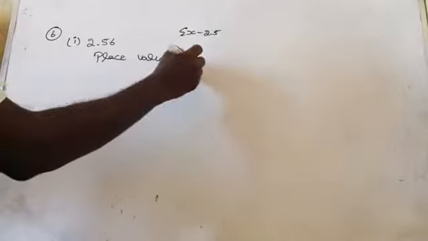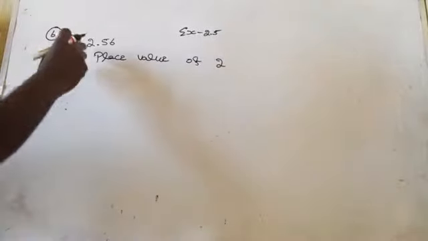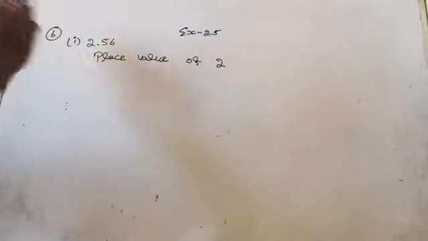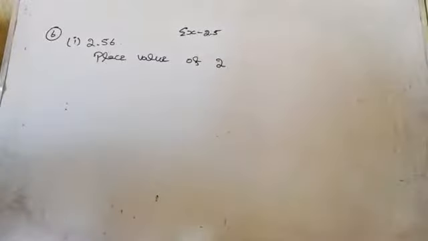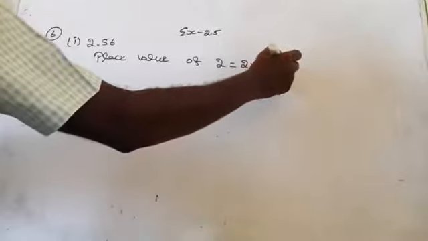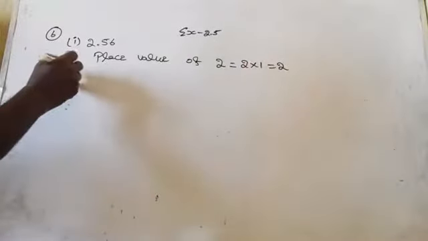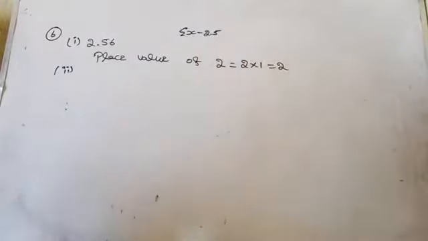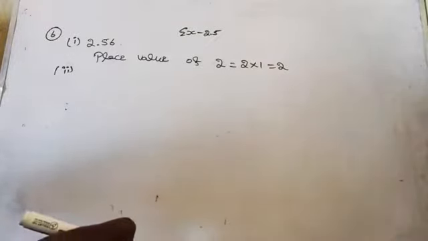What is the place value of 2 here? The 2 is in the whole number part. It goes ones, tens, hundreds. So the place value of 2 is 2 into 1, which is equal to 2 here. Am I right?